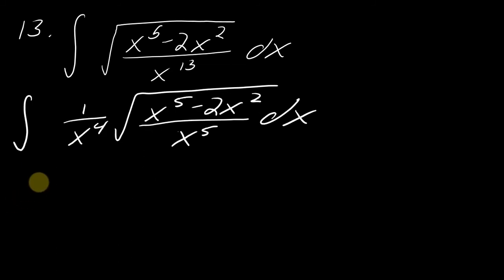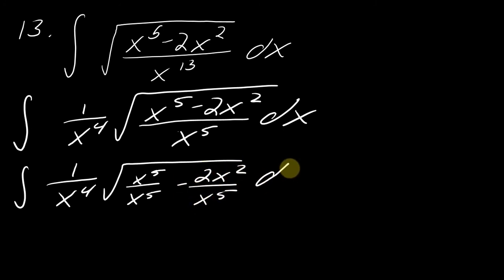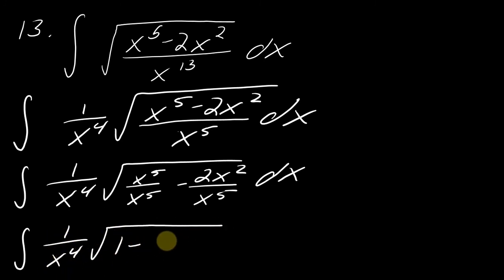And now I've still got this as 1 over x to the 4th, but now this part becomes x to the 5th over x to the 5th minus 2x squared over x to the 5th. And this is where this is going to be very clever and kind of a brilliant workaround, if you will. So this becomes 1 over x to the 4th. Now this simplifies to 1 minus 2 over x cubed dx.